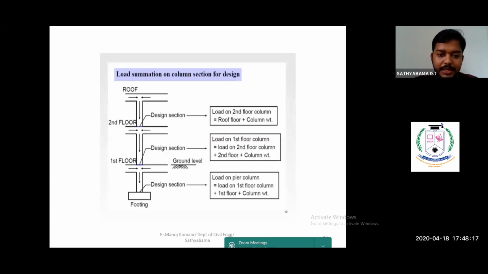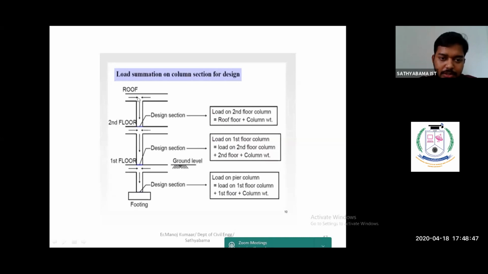And in this slide, we will see how the load is getting transferred into the column. This is the roof, and it has a second floor, first floor, and ground floor. The column in the ground floor will be carrying more load. Why? Because it has to carry the second floor column as well as the first floor column. And the column in the second floor has to carry lesser load. Why? Because it has to resist only the load from the roof.